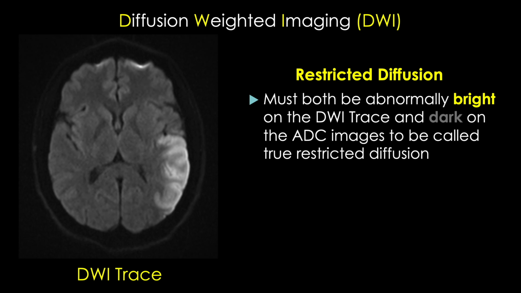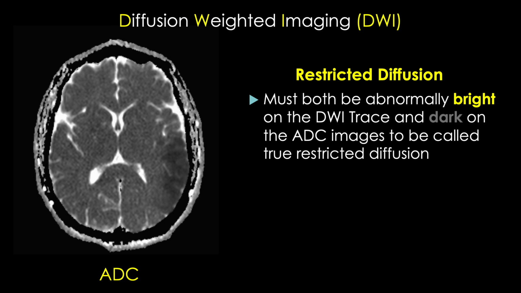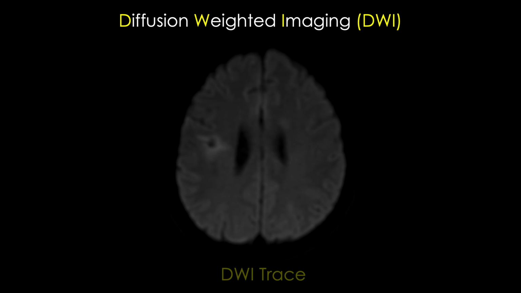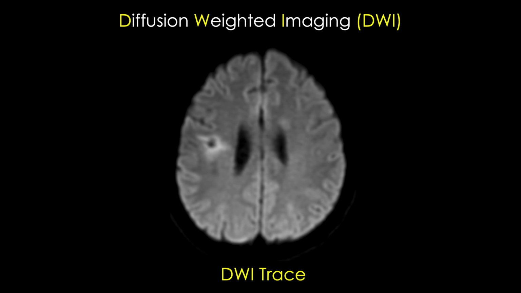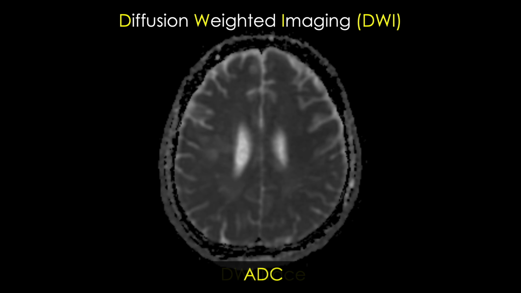So to truly call something as displaying pathologic restricted diffusion, it must be both abnormally bright on the DWI trace image and abnormally dark on the ADC image. Going back to this example of the old injury, the only reason I could tell you it wasn't actually restricted diffusion is because it's not dark on the ADC image relative to the normal healthy brain tissue.